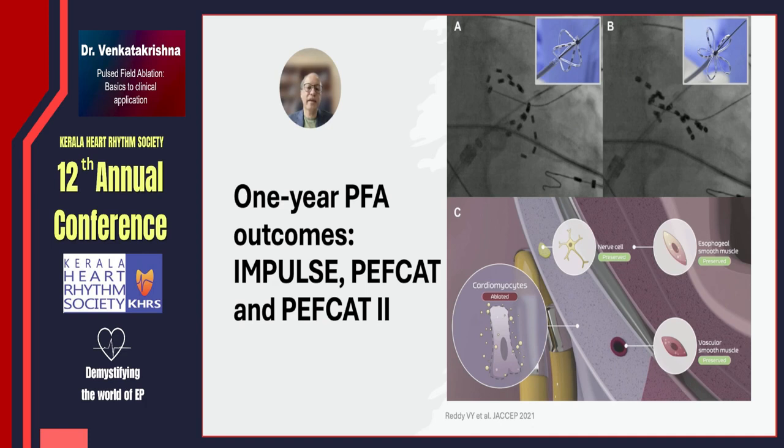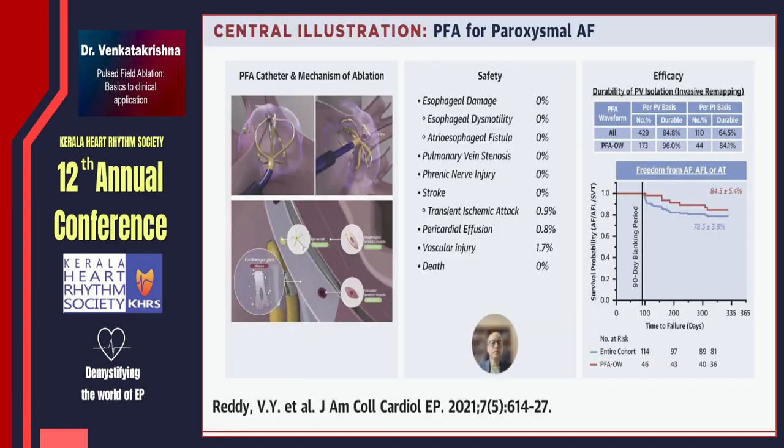As you can see, this particular catheter has the basket shape here and the flower shape here, and it is depicted in the gross form. When the catheter is against the tissue, you can clearly see the cardiac myocytes are necrosed, but it spares the nerve cell, the vascular smooth muscle cell, and the esophagus. We'll talk a little bit about the vascular muscle later.